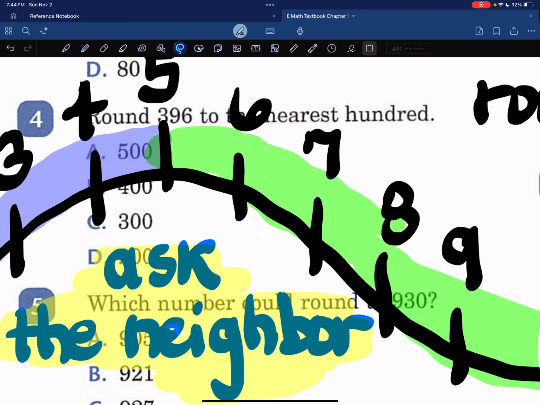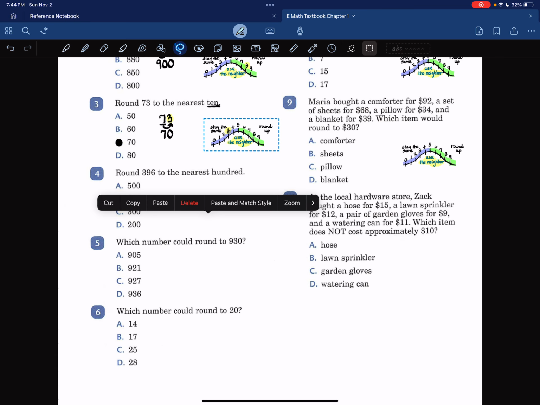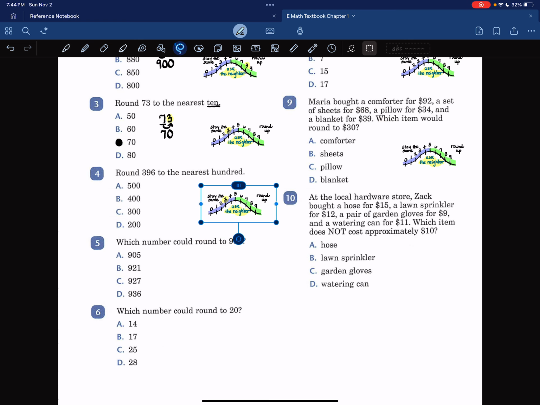Whoa. Sorry. Let's try that again. Let me take a snapshot of this one. Copy. There we go. And I was really zoomed in on that one.